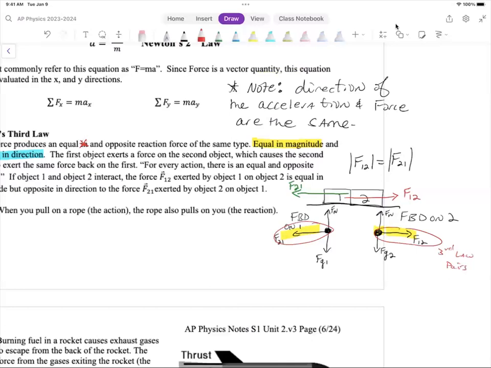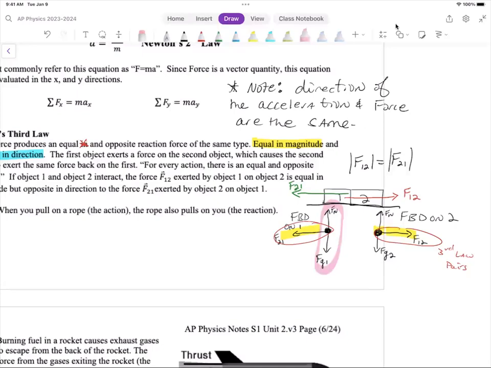Okay, notice that it requires two free body diagrams to identify third law pairs. In other words, it is two objects. You cannot have a third law pair acting on the same object. For example, force normal and force of gravity. Yes, they're equal in magnitude. Yes, they're opposite in direction. They are not third law pairs. They are only on one object, and there must be a second object involved.